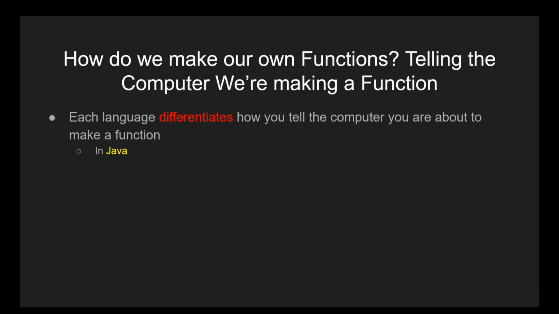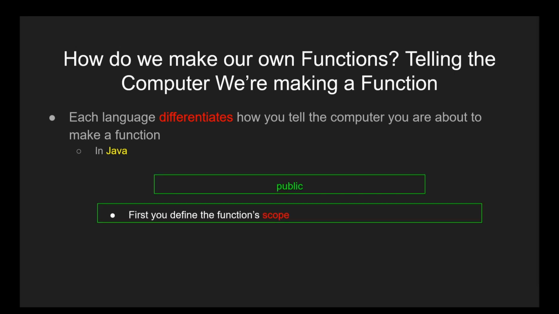Alright, so in general, for making functions, each language differentiates how to tell the computer that it's a function. In Java, you have to define the function scope, which is something you don't really need to know unless you are going to become more invested in Java. But basically, it tells the computer which parts of code can use the function and which type can't. For this series, all of our functions are going to be public.